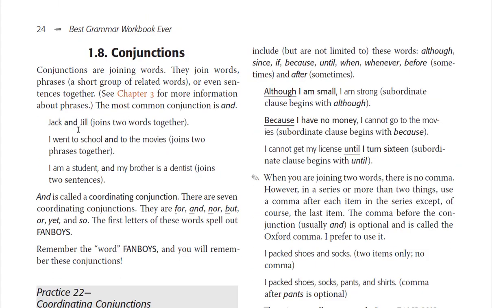Conjunctions. Conjunctions join two sentences together, Jack and Jill. So and is a coordinating conjunction that joins either two words together, two verbs together, two phrases together, or two sentences together.